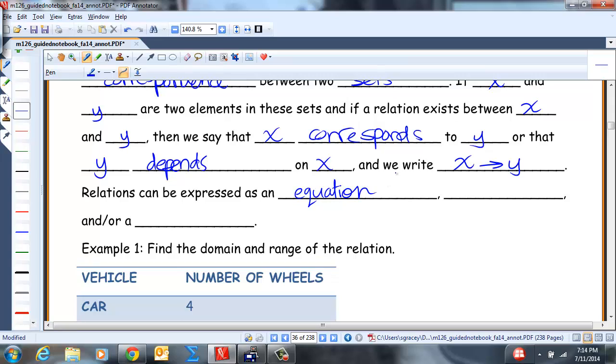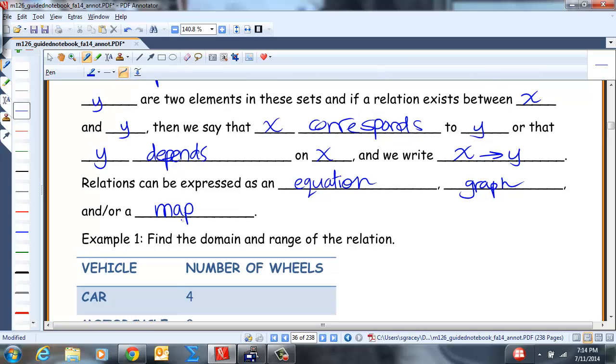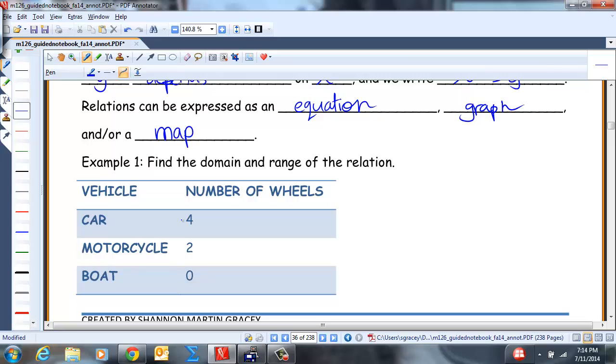You can express them as some sort of a graph. Sometimes it's a graph of ordered pairs. Or you could express them as some sort of a map. So here we have a correspondence. A car has, hopefully you know this, 4 wheels. A motorcycle has 2 wheels, and a boat has 0 wheels.